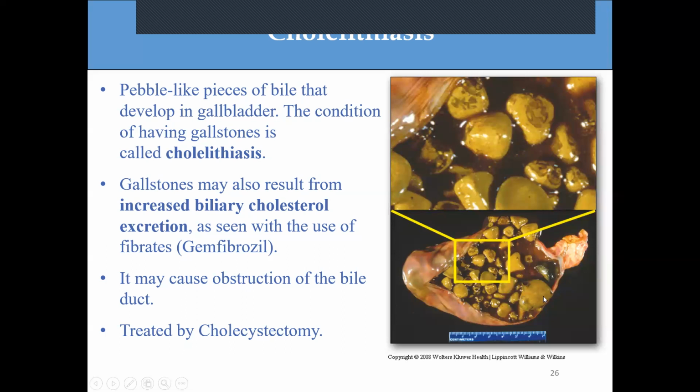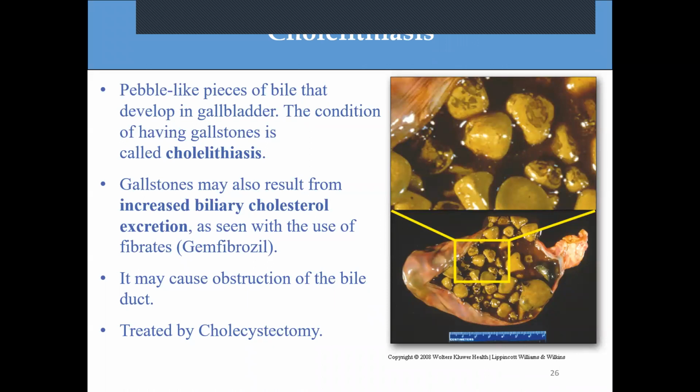The thing about cholecystectomies is that now you're not going to be absorbing as much fats. And so what you'll see in people who've had their gallbladder removed is that their feces are going to be very, very fatty.